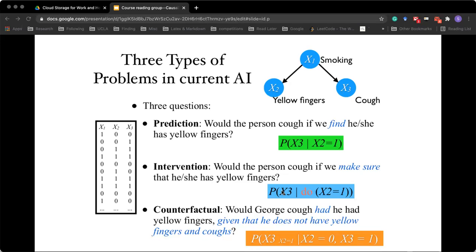And intervention is a very general question. I don't need to have any observation or any evidence, like what we have in the counterfactual. We only want to know what will happen if I change X2.